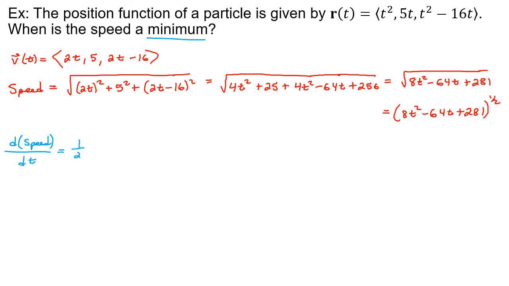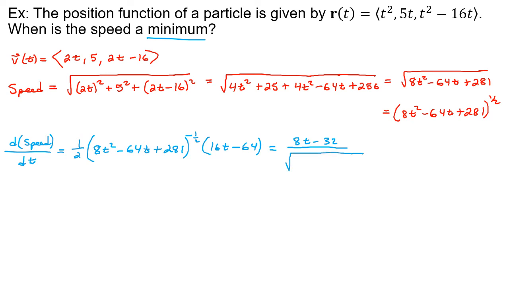That would be to pull the 1/2 down, leave the inside just the way it is, to the 1 less power, times the derivative of the inside. 8 times 2 is 16t minus 64. And so I could do the 1/2 times the stuff in the back. 1/2 of 16 would be 8t, and 1/2 of 64 would be 32. And I could divide that, moving the 1/2 power back to the bottom, making that 8t squared minus 64t plus 281 back in the denominator.